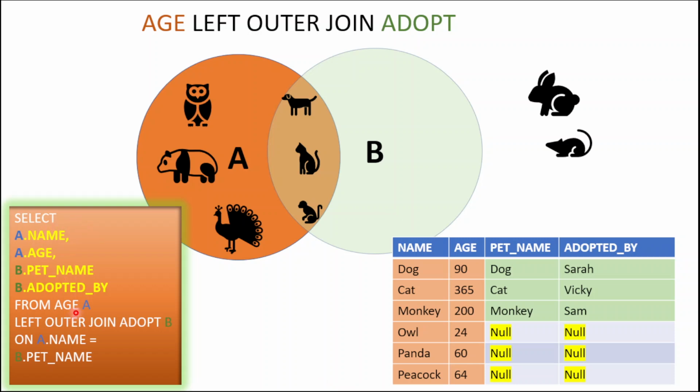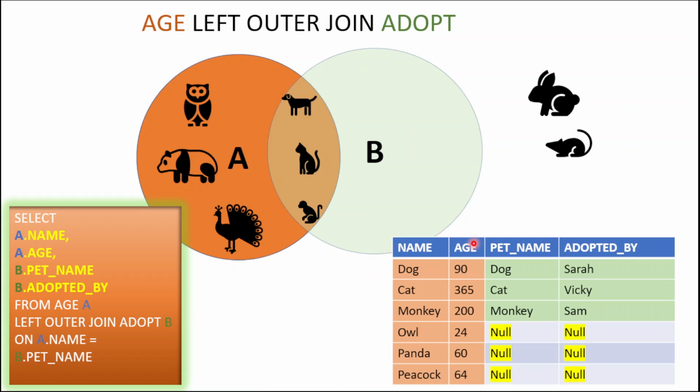Select the columns from age and then you specify left outer join adapt B. And how do you want to join it? In the same way, a.name is equal to b.petname, which is nothing but our primary keys. And this is how you see the table. You see name, age, pet name and adapted by.